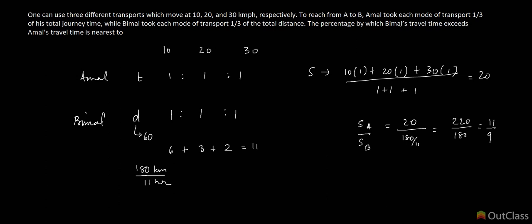What is asked is the percentage by which Bimal's time exceeds Amal's time. The time Bimal by time Amal is going to be equal to speed Amal by speed Bimal, because time is inversely proportional to speed. So you have a ratio 11 by 9. To find excess percentage, all you got to do is subtract 1 and you'll get 2 by 9, which is 22%, and that is your answer.